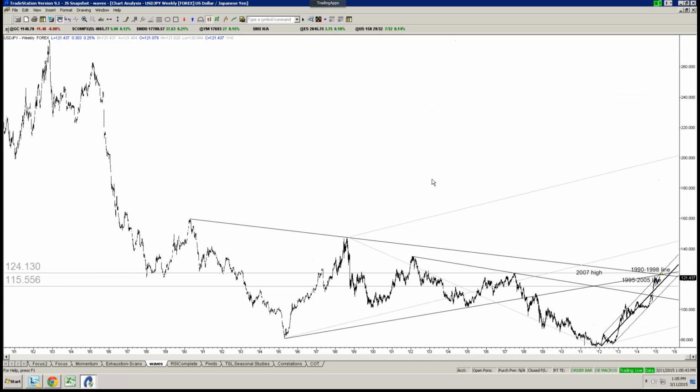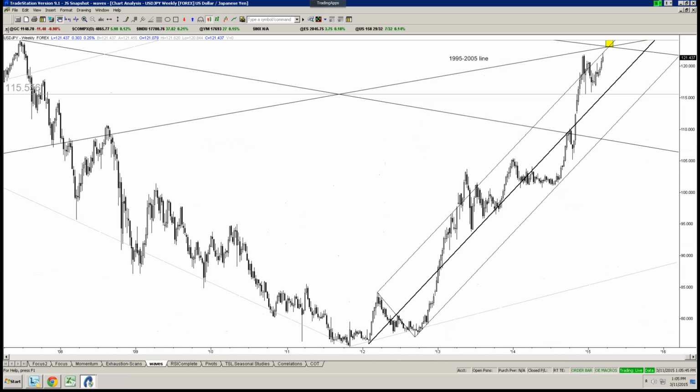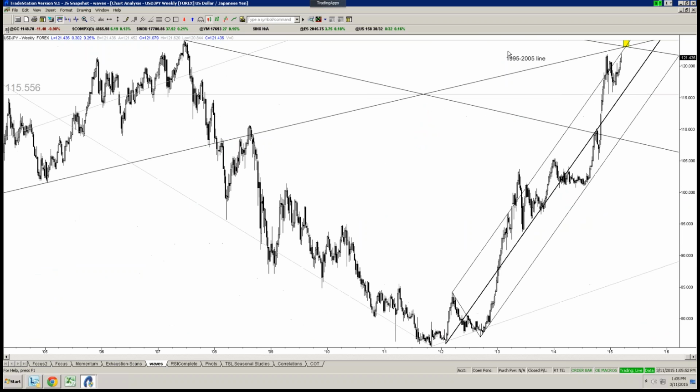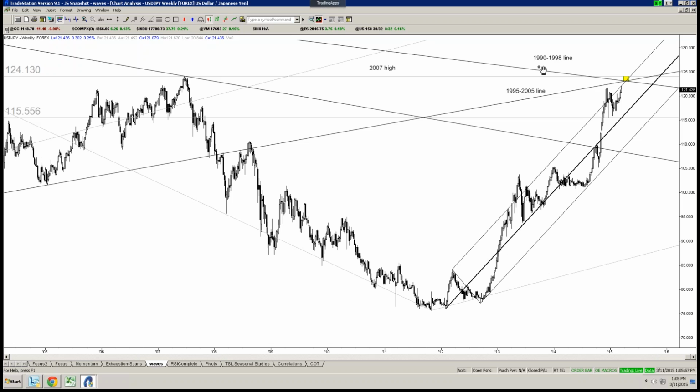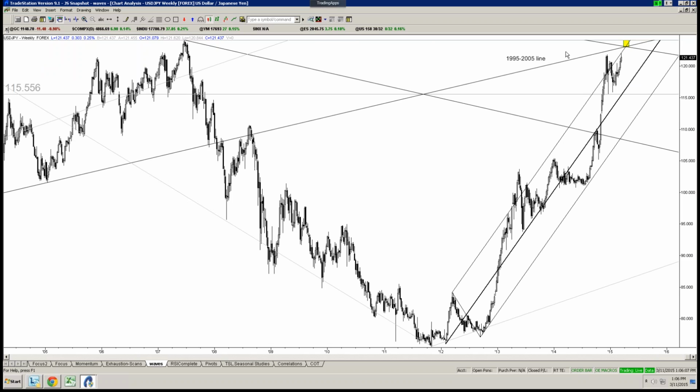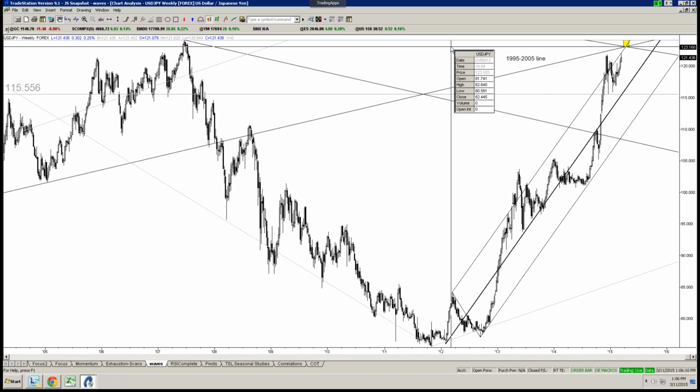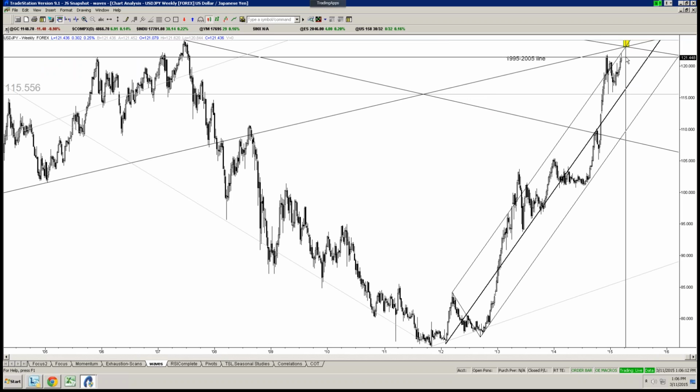You can see that we've got, for one, this upper parallel here, but that doesn't mean a whole lot. You've got the confluence of the 1990 to 1998 line and the 1995-2005 line at, it's shy of 124.13, which is the 2007 high. It's a little above 123.10 or so. That line actually isn't until mid-April, right?